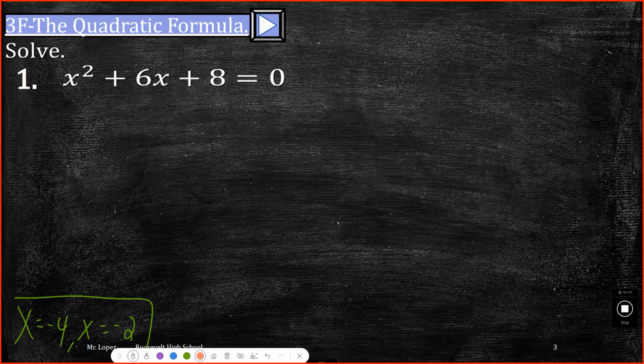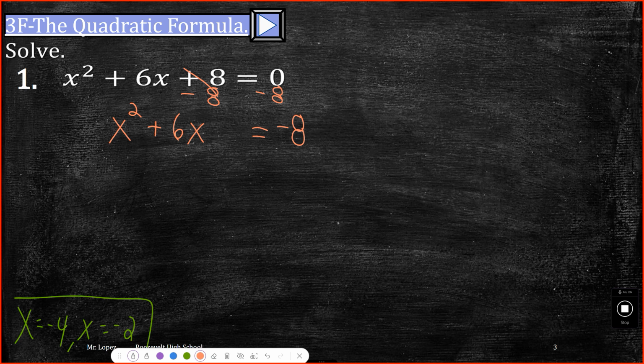Step 1 is to minus the 8 over to the other side. At least one person, please tell me. What number goes there? Not even one person? What number goes here? 0. All right, I don't know.